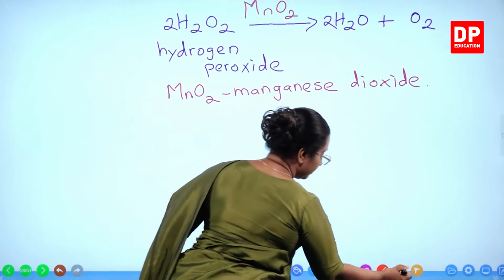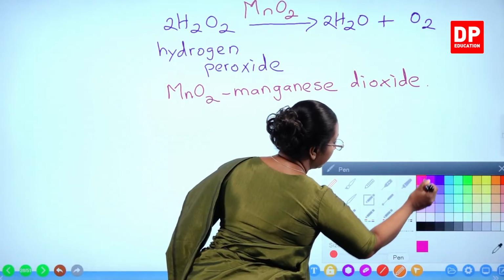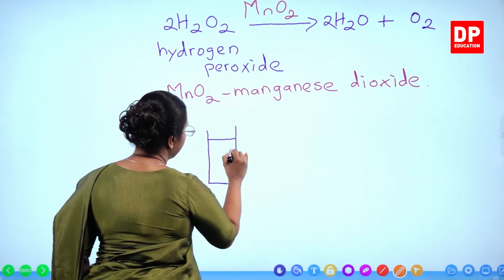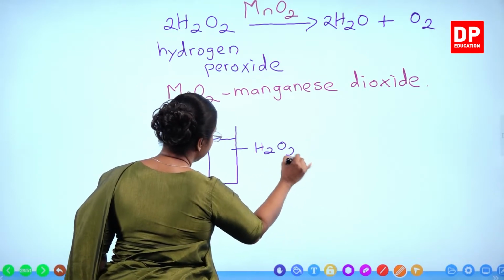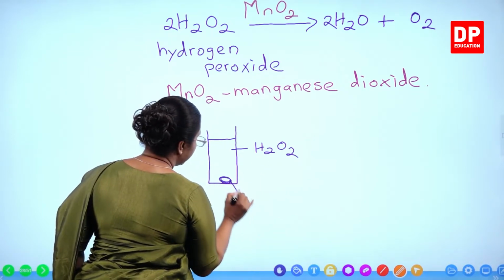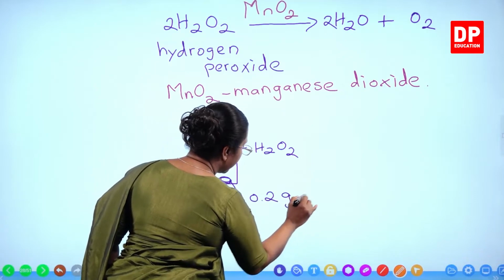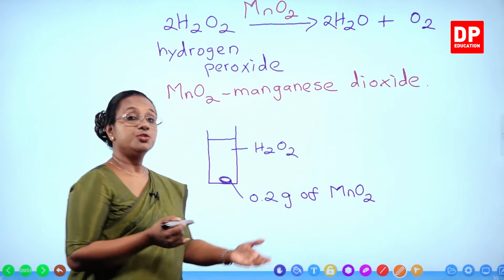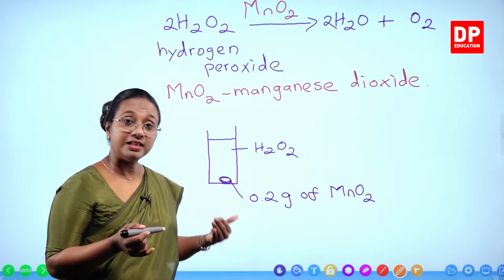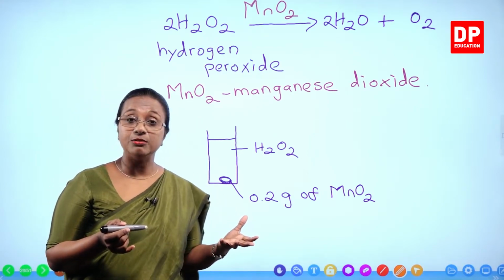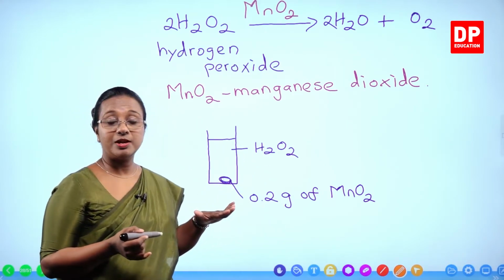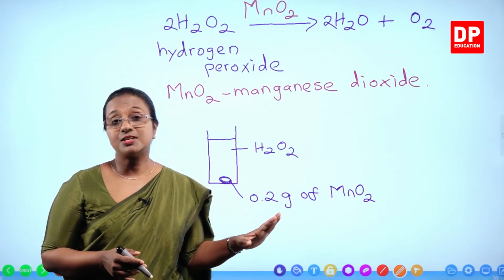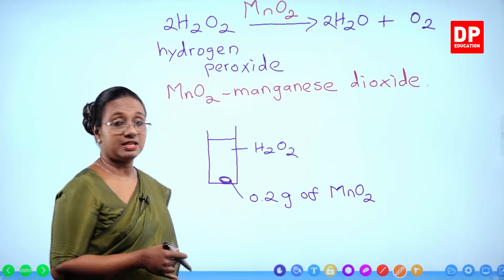Now, say, if you take, let's say, a beaker, into that you take hydrogen peroxide, and into this, you take 0.2 grams of manganese dioxide. So, before the reaction, you take the manganese dioxide, you weigh it accurately, you put it into hydrogen peroxide, you allow the reaction to take place. And once the reaction is complete, you filter this solution.